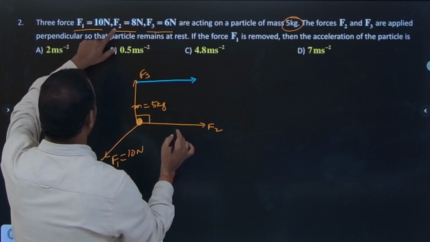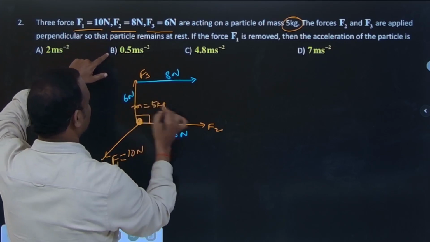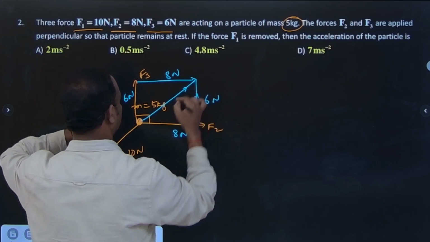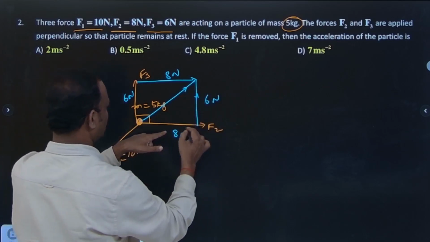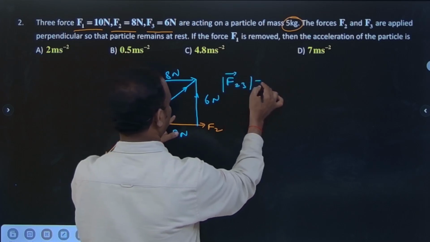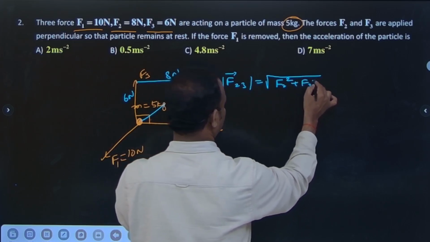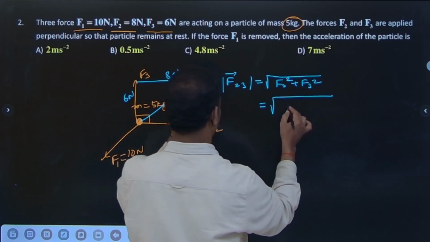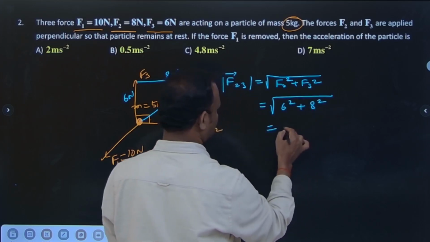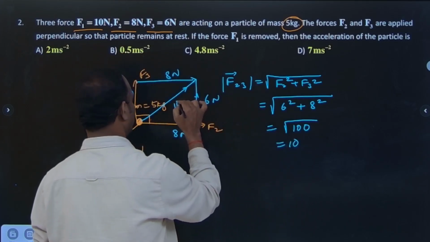F2 is 8 Newton, and this one is also 8 Newton. This is 6 Newton, so parallel to this one, draw another vector of 6 Newton. This is the resultant. So the resultant of these two: F23 magnitude is equal to under root of F2 square plus F3 square, which is 6 square plus 8 square, 36 plus 64, square root of 100. It's 10 Newton. Okay.